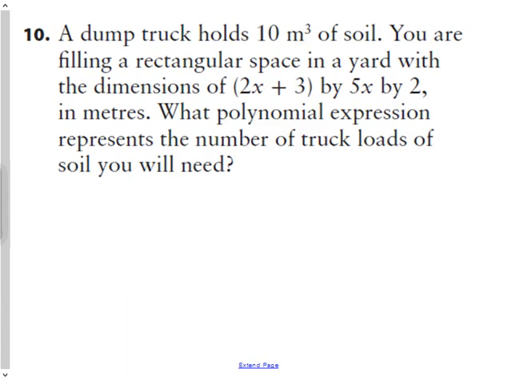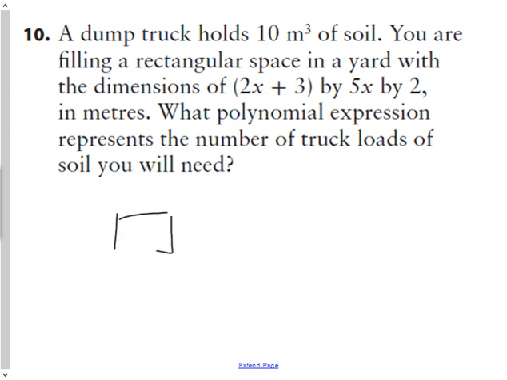Oh, as if we haven't talked enough about dumps lately. A dump truck holds 10 cubic meters of soil. You are filling a rectangular space in a yard with dimensions of 2x plus 3 by 5x by 2. What polynomial expression represents the number of truckloads of soil we need?